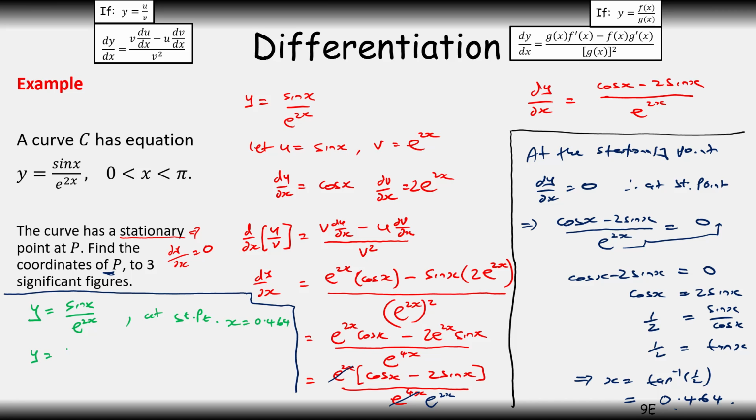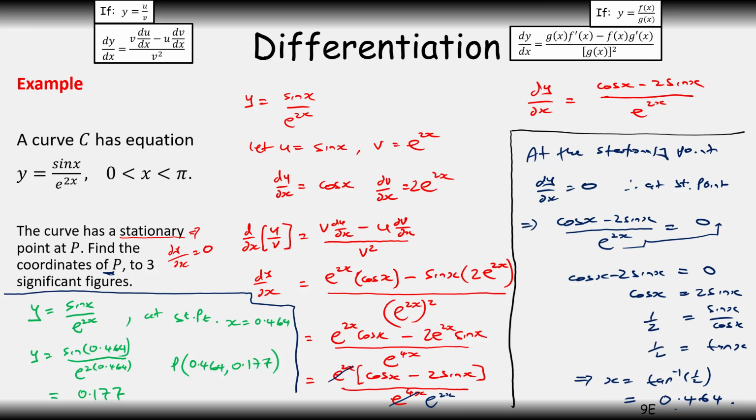So y is equal to sine of 0.464 divided by e to the power of 2 times 0.464, and that's when you can just enter it in your calculator. It should give you 0.177. So we've got our y coordinate and our x coordinate, so we can say that P is given by 0.464 and 0.177.